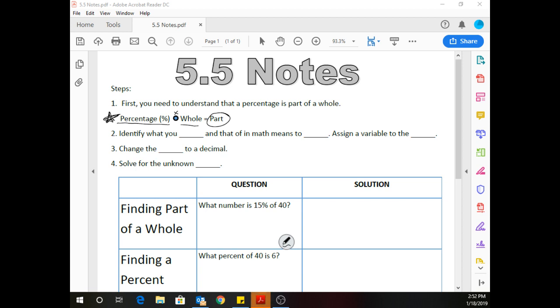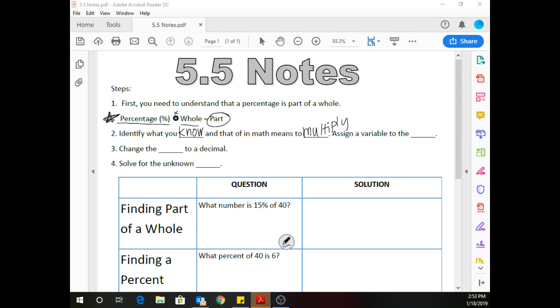So first you have to identify what you know. That's your first step. Do you know the part? Do you know the whole? Do you know the percentage? And you have to understand that the word "of" in math means to multiply.